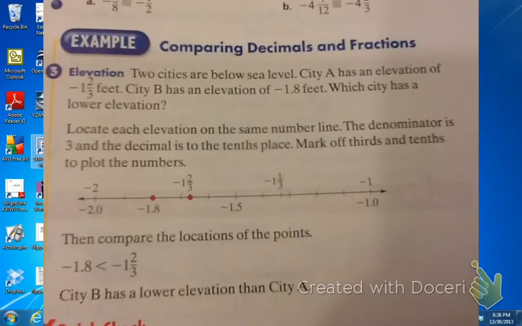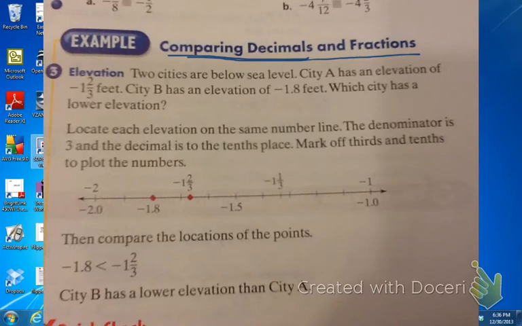Okay, let's look at this other example on page 219. We're comparing decimals and fractions. And when you're doing that, I suggest making the fractions a decimal, so you're comparing the same kind of numbers. It makes it a lot easier to compare. But here they're going to show you how to plot both on a number line.